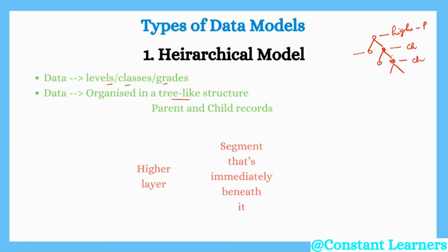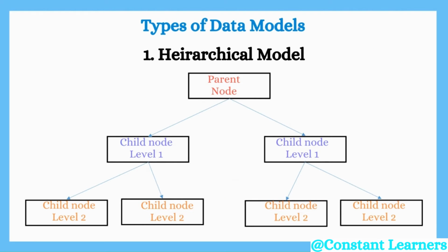If these are considered as the children, then this will be considered as the parent, right? So the higher layer is perceived as the parent, while the segment that is immediately beneath it is considered as the child records. All right. Now hierarchy starts at the root node. So this is the root node. At the top is the root node, which extends towards the child nodes. So these two are children for this parent here, correct?